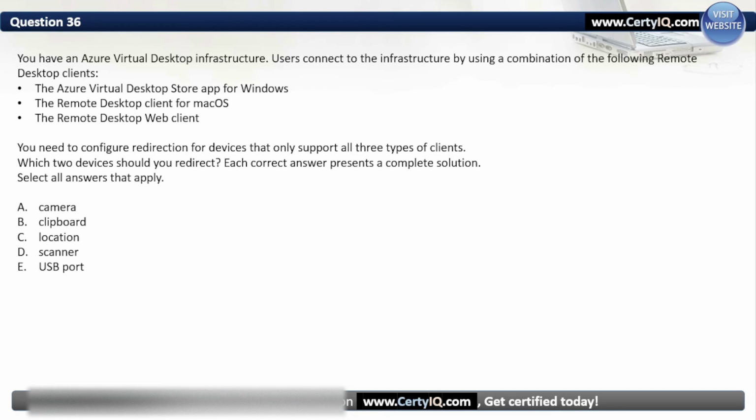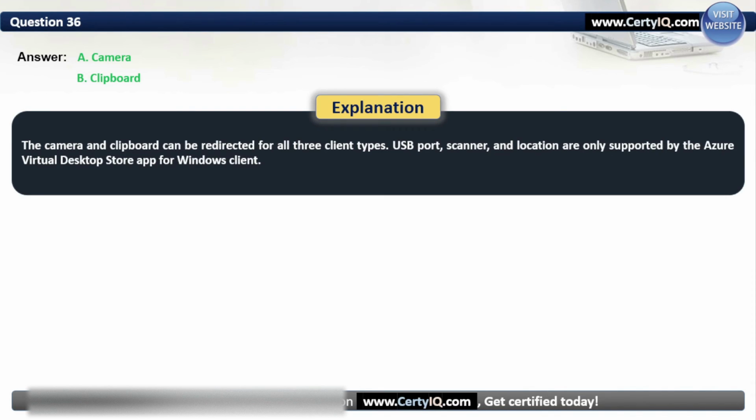The correct options are A and B, that is camera and clipboard. The camera and clipboard can be redirected for all three client types. USB port, scanner, and location are only supported by the Azure Virtual Desktop Store app for Windows client.